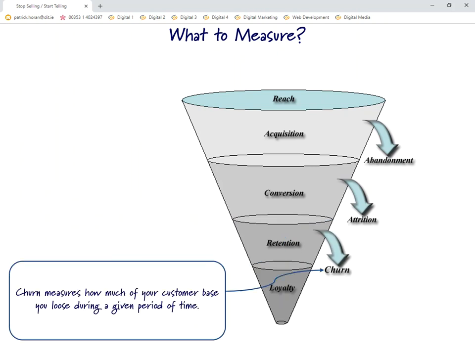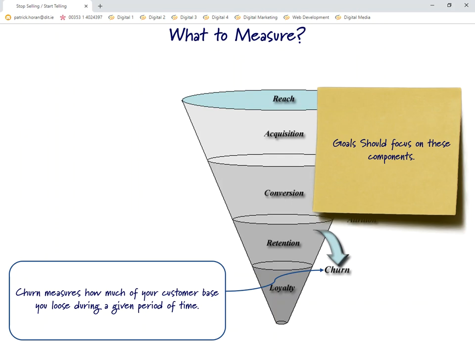Okay. Then we have churn. Churn measures how much of your customer base you are losing in a given period of time. So in other words, you're not retaining your customers. Why is that? If we're measuring all of these things, we start to see a very clear picture of what's happening on our site or through our social media channel.